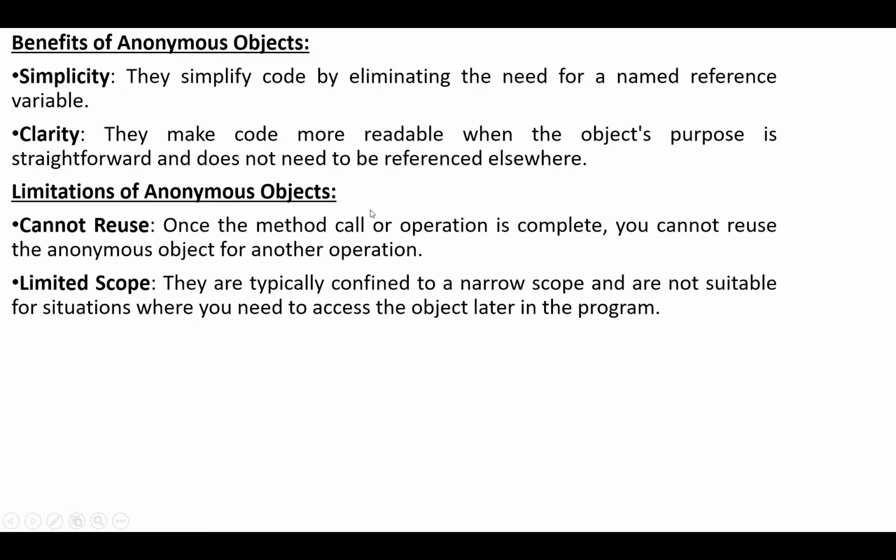Limitations of anonymous object. Cannot reuse: once the method call or operation is complete, you cannot reuse the anonymous object for another operation. Limited scope: they are typically confined to a narrow scope and are not suitable for situations where you need to access the object later in the program.